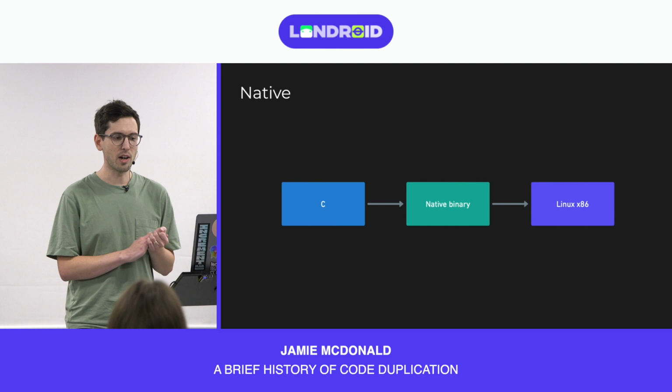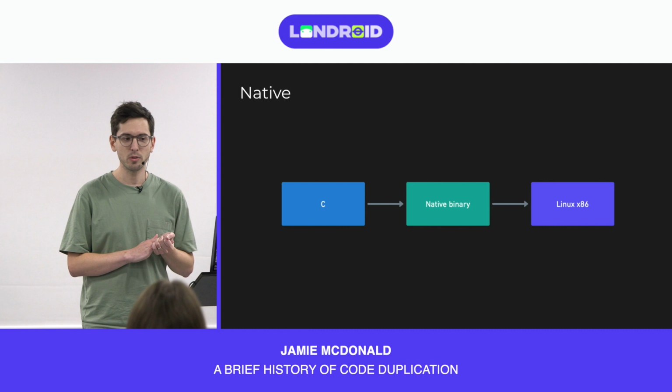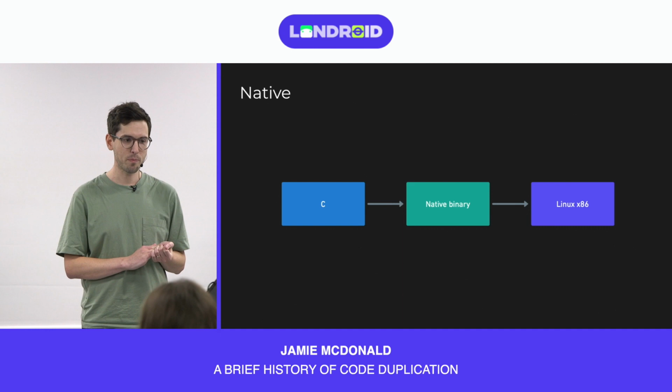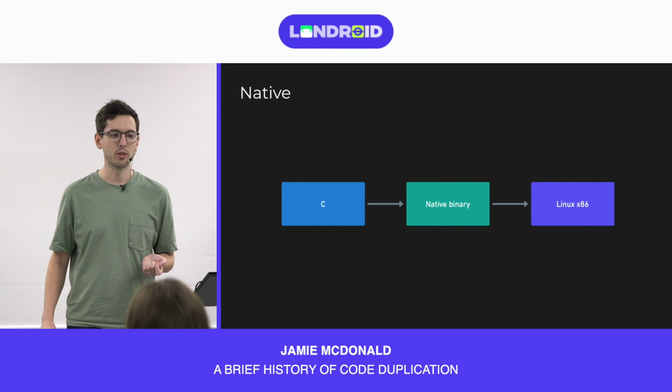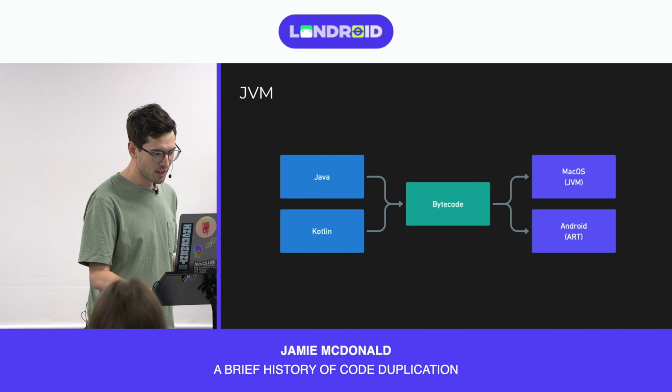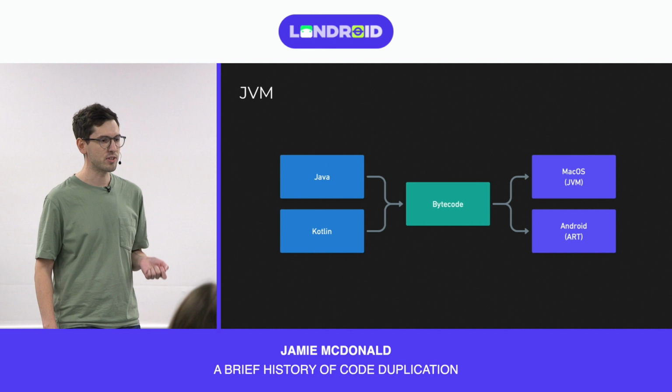There's a different build target for each iPhone CPU architecture. It works really well for iOS because it's a vertically integrated platform with a really small set of devices to support. But if you want to build and distribute code that runs on a really wide range of hardware, it gets really complicated. And so in 1996, Sun Microsystems released the Java Virtual Machine, hoping to solve that problem.